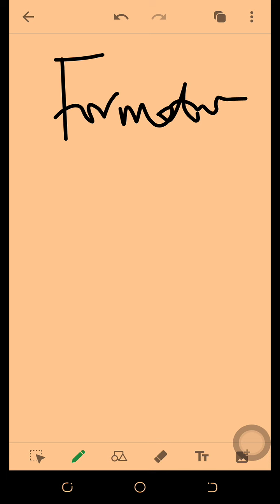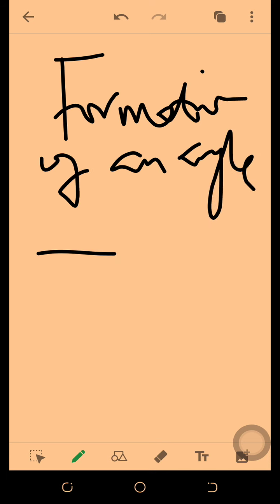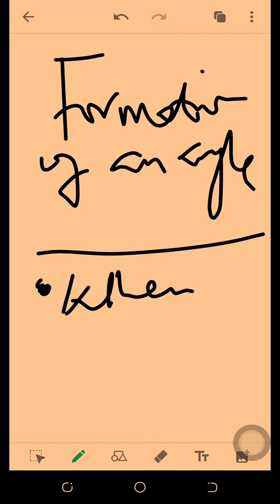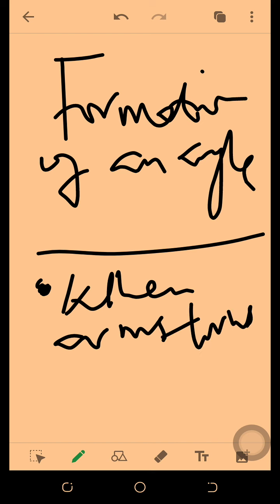So let's look at how angles are formed. Formation of an angle. As I said earlier in the definition, an angle is formed when arms meet. Let's take the first point: when arms turn.